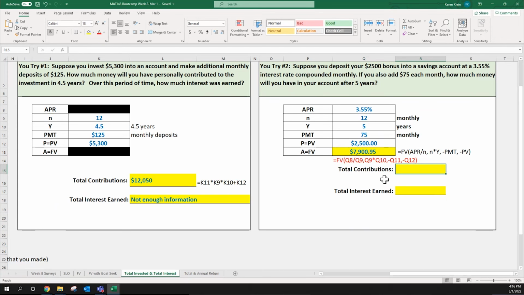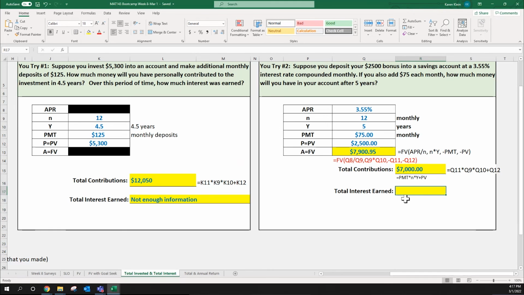So now our total contributions. That's going to be PMT, our payment amount, times N times years plus PV. So just to write this out, that's what that is. And what we did was we said PMT times N times Y plus our PV. That's what we've done.